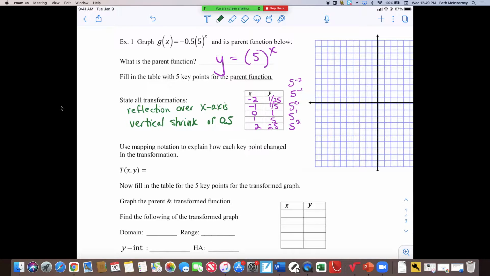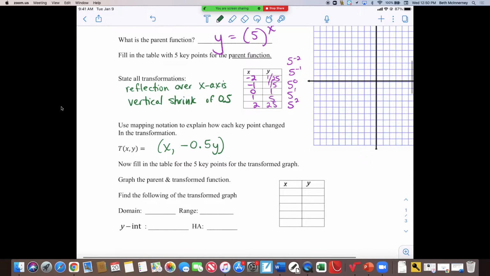It says use mapping notation to explain how each key point changed in the transformation. Nothing happened to x, but the y value is being multiplied by negative 0.5. So I'm going to pause a moment, and what I want you to do now is fill in the new table for the transformed graph. X's all stay the same. Now use your calculators if you need to, and multiply all the y values by negative 0.5.